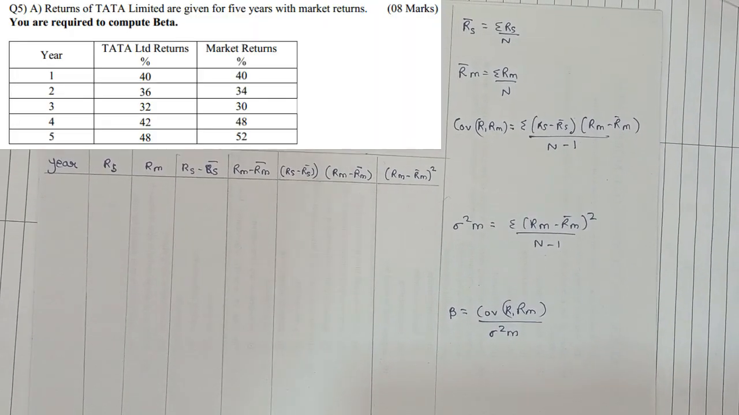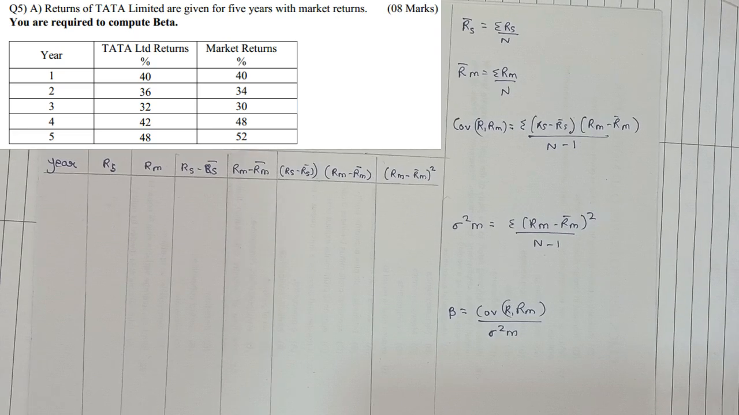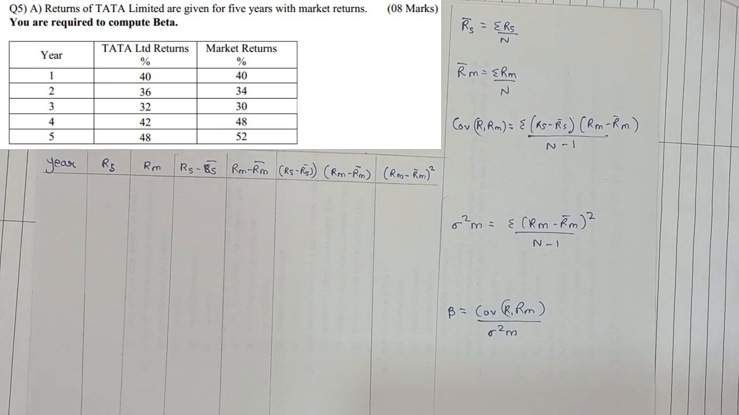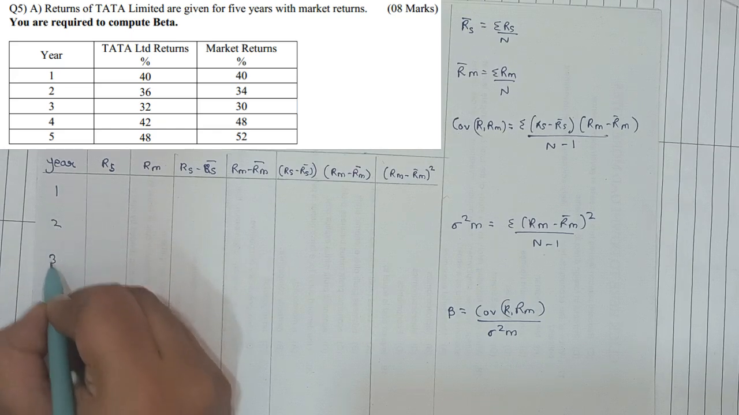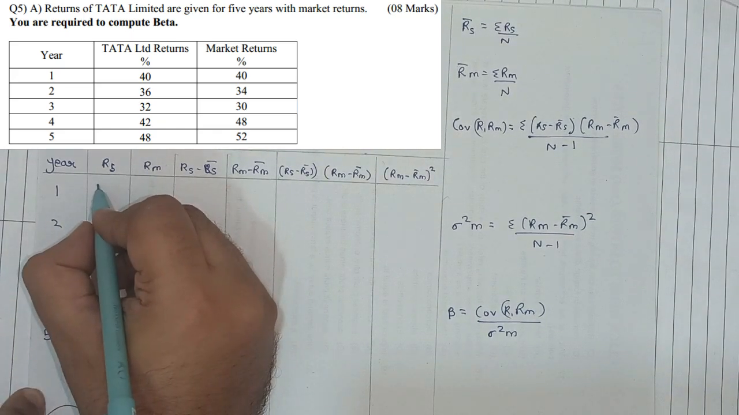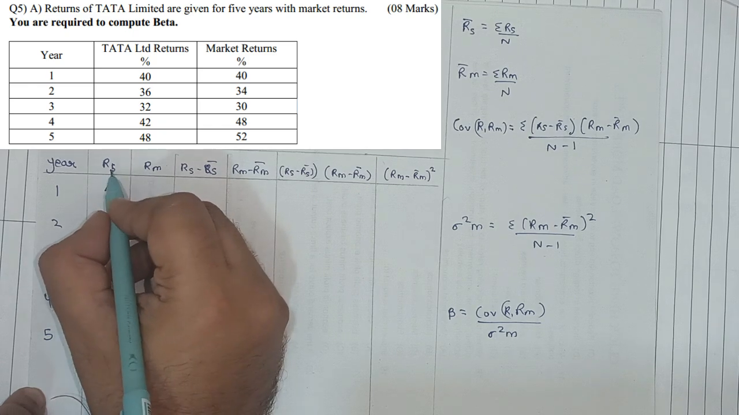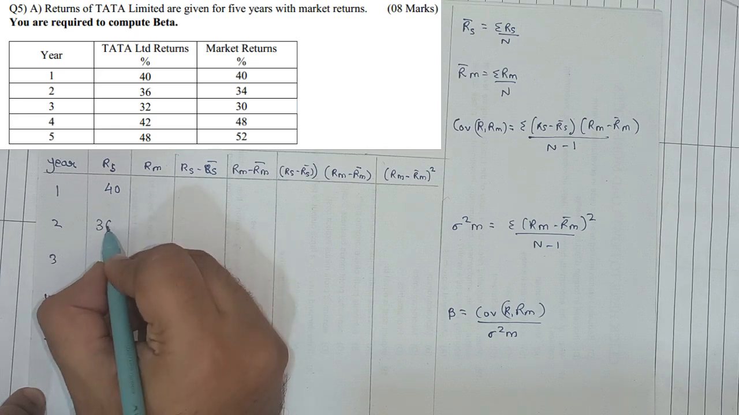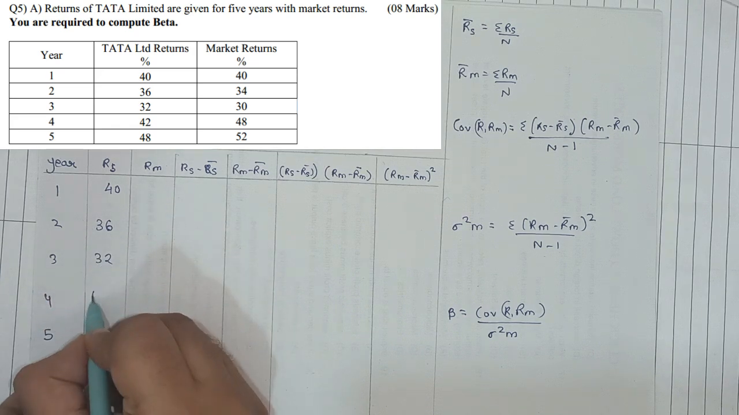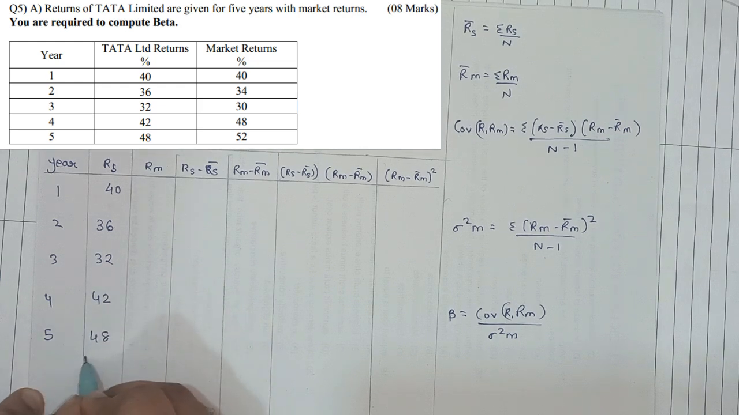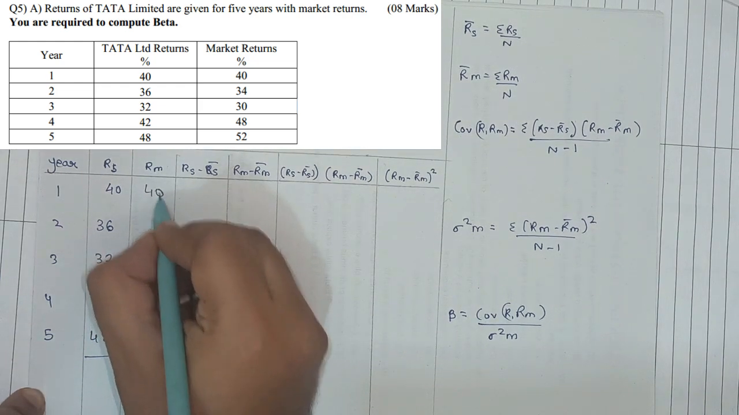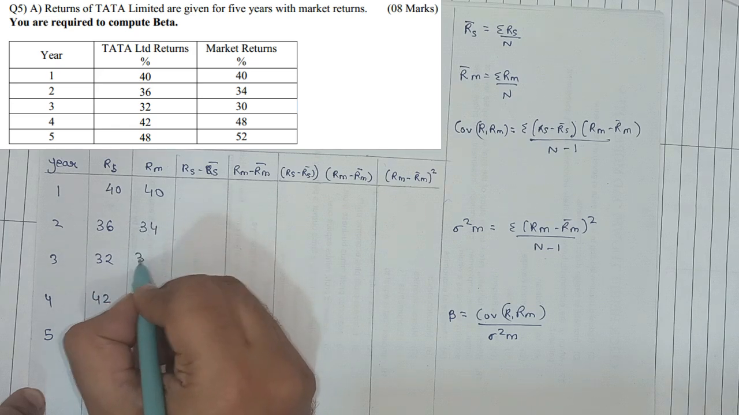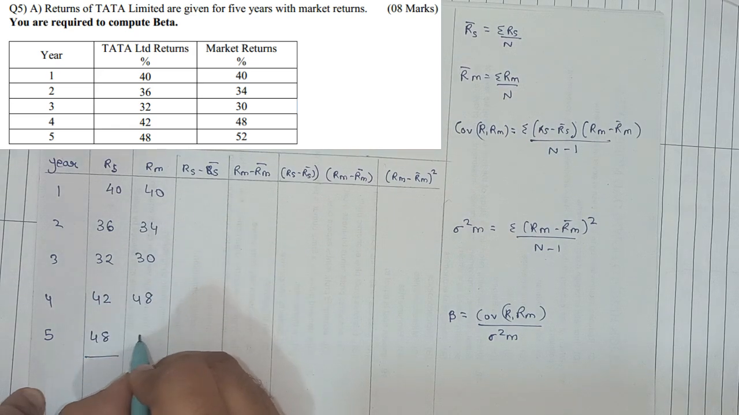Okay, the next question, question number 5A. The returns of Tata Limited are given below for 5 years with their market return. You are required to compute the beta. So they're giving you 5 years of data and they're asking you to find the beta. So we note down 5 years, 1, 2, 3. RS is the security return, and RM is the market return. The returns of RS are 40, 36, 32, 42, 48. RM is 40, 34, 30, 48 and 52.